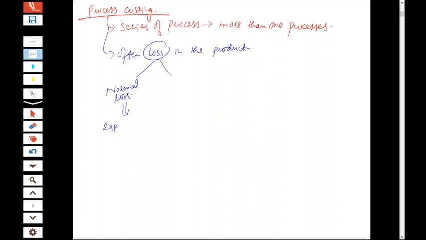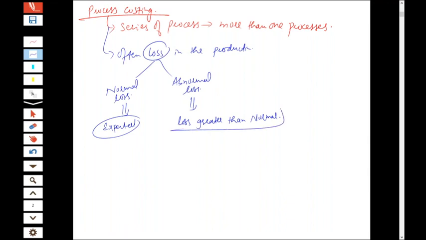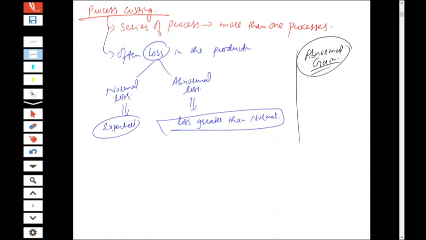Normal loss is something which is expected. And what is abnormal loss? Loss greater than the normal loss. That's greater than your expectation. There's one thing more here in process costing: there is an abnormal gain. Now, what is abnormal gain?